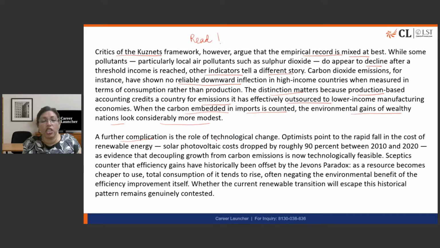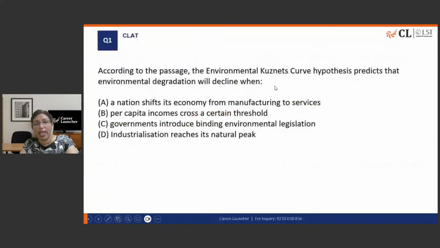A further complication is the role of technological change. Optimists point to the rapid fall in the cost of renewable energy as evidence that decoupling growth from carbon emissions is now technologically feasible. Skeptics counter that efficiency gains have been offset by the Jevons paradox. As a resource becomes cheaper to use, total consumption of it tends to rise, often negating the environmental benefit of the efficiency improvement itself. Whether the current renewable transition will escape this historical pattern remains genuinely contested. All right, so that's your passage.